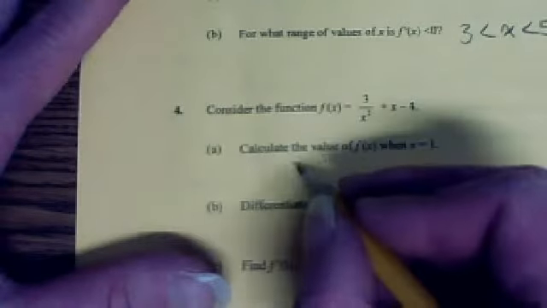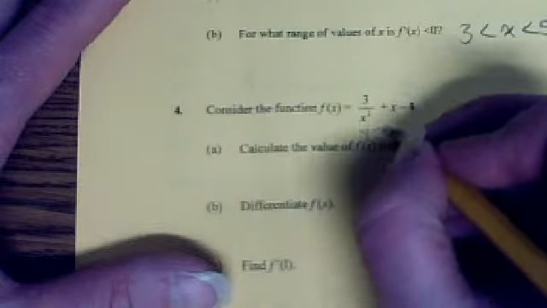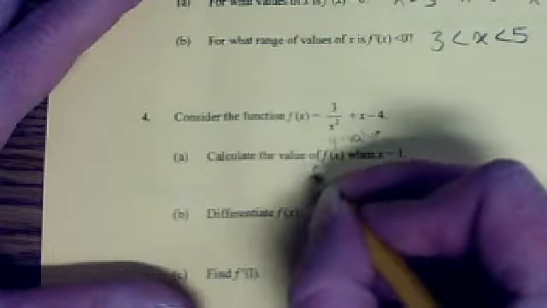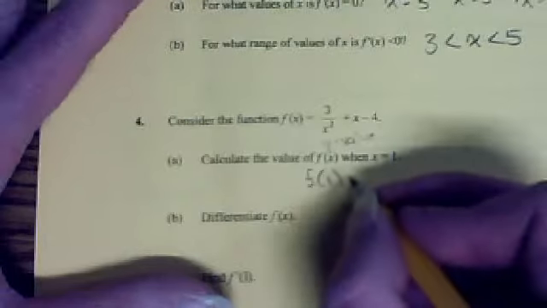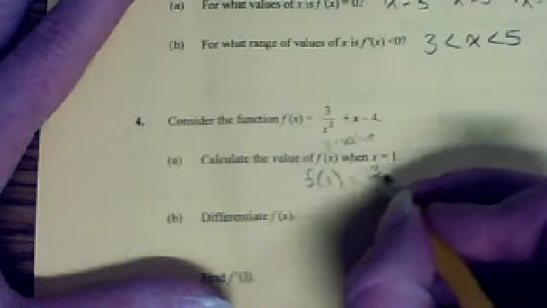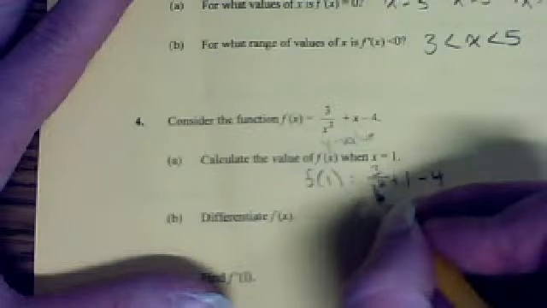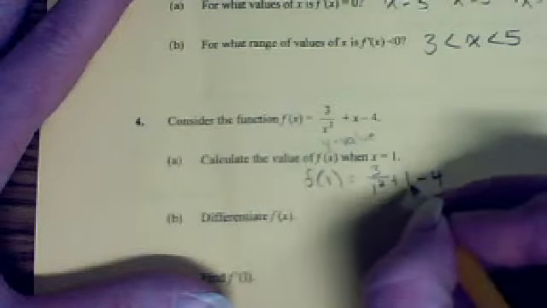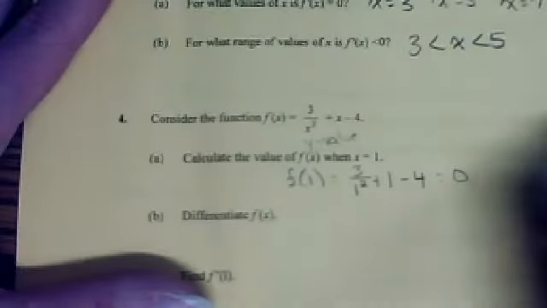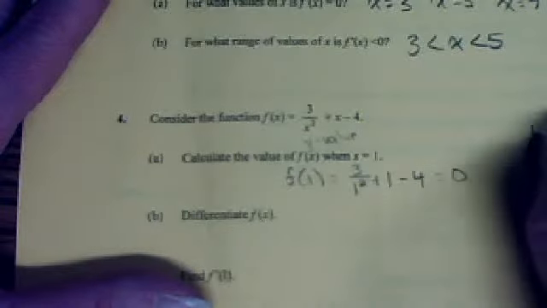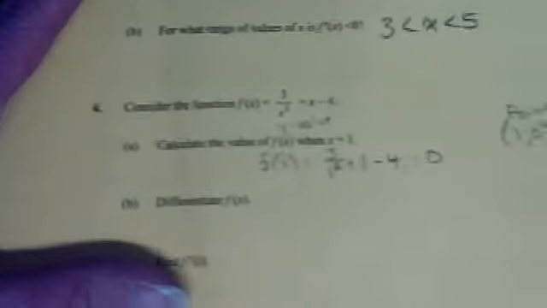Number 4. Here's our function. Calculate the value of f of x, in other words, our y value, when x is 1. So f of 1 is finding the y coordinate when x is 1. So 3 divided by 1 squared is going to be 3, plus 1 is 4, minus 4 is 0. So we have the point 1, 0. That's a point on this function.